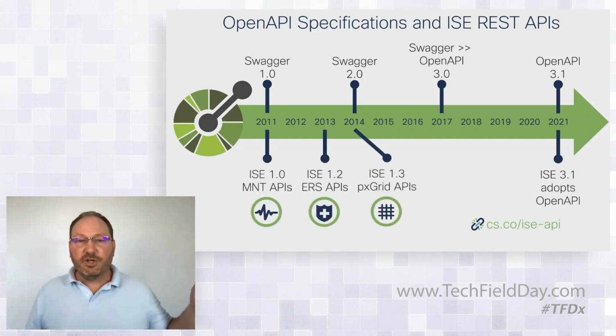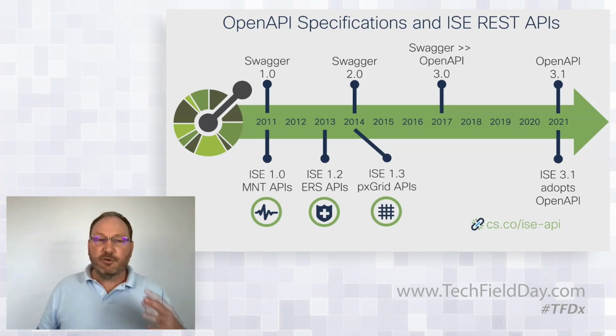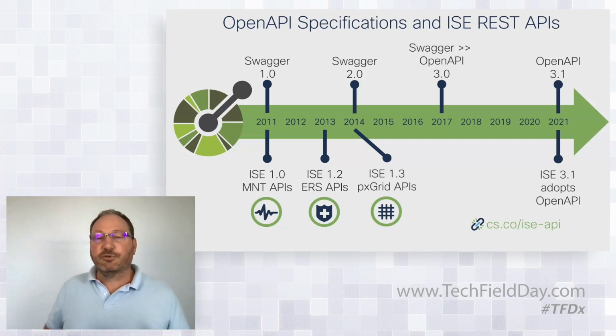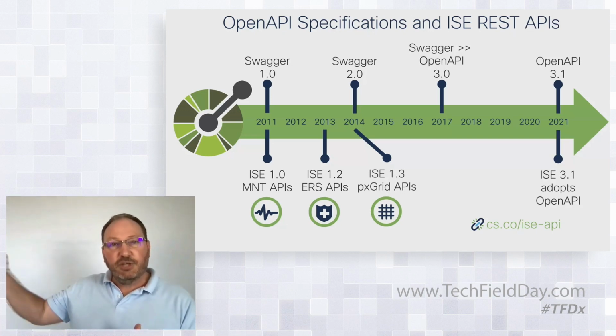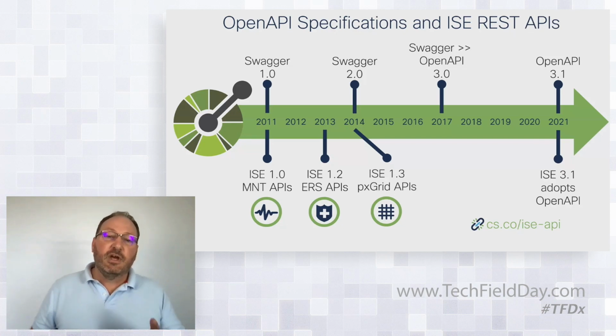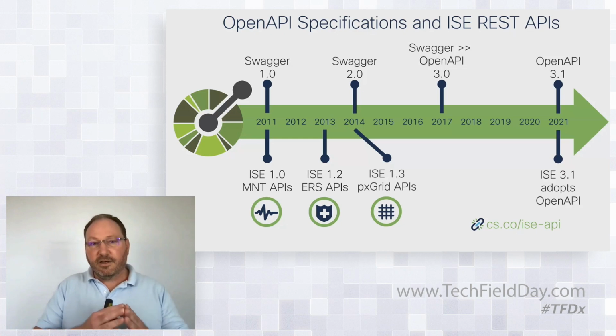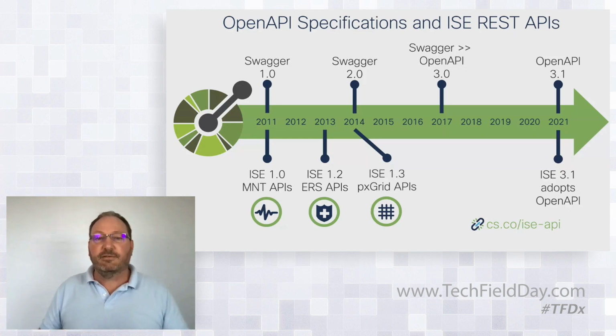Starting with our first 1.0 release, we had our M&T, or monitoring and troubleshooting, APIs. We then followed it with some initial configuration capabilities for ERS, or External RESTful Services. And then finally, we added something called pxGrid, which is what we use to communicate with those security services, back in ICE 1.3. So we've been doing this a long time, adding incremental APIs throughout the years.